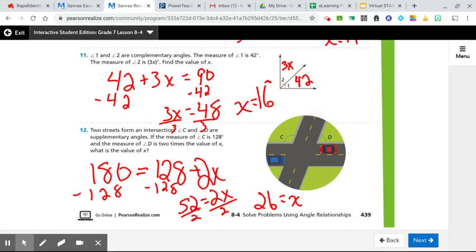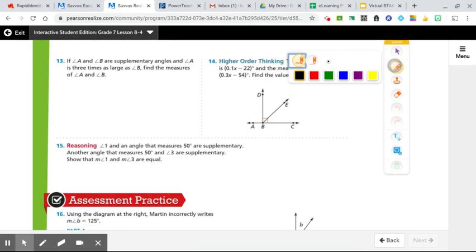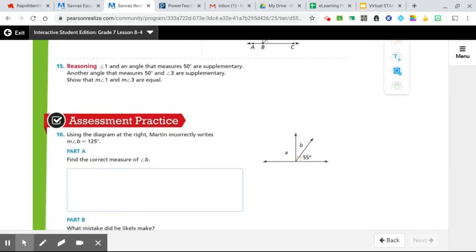All right, just one more, but it's got 2 parts. Okay, so let's go over to number 16, and I'm going to choose blue. Okay, 16 part A. Using the diagram at the right, Martin incorrectly writes the measure of angle B equals 125 degrees. What is the correct measure of angle B?